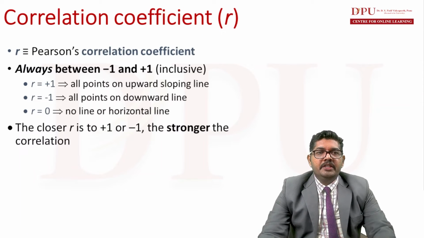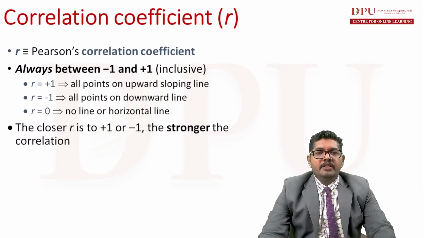The correlation coefficient is given by Karl Pearson. R is Karl Pearson's correlation coefficient, denoted by R. It always lies between -1 and +1. So how do we interpret it? When the value of R is +1, we say that there is a perfect positive correlation between the two variables, with all points on an upward sloping line. When the value of R is -1, all points lie on a downward sloping line and there is a perfect negative correlation between the variables. When the value of R is equal to 0, we can say that there is no correlation between the variables.